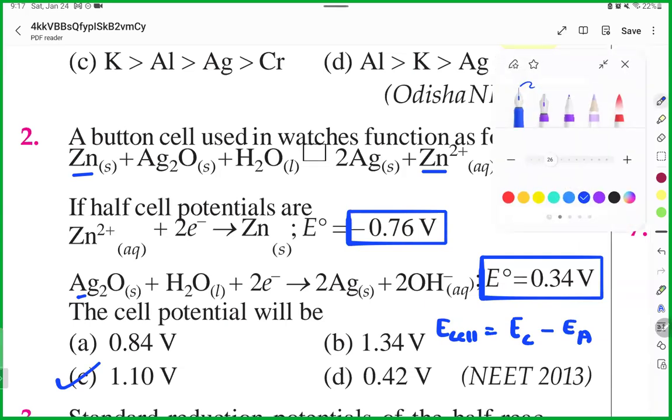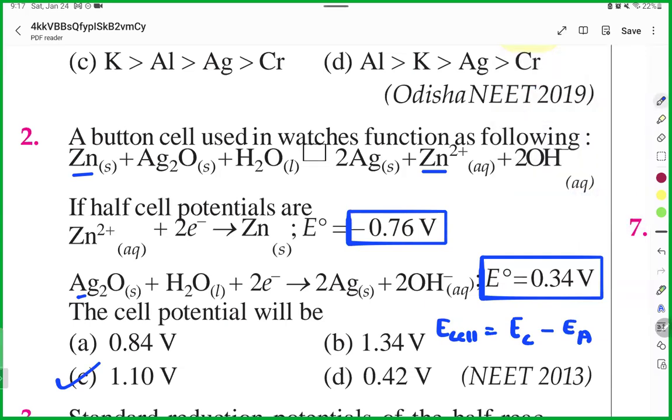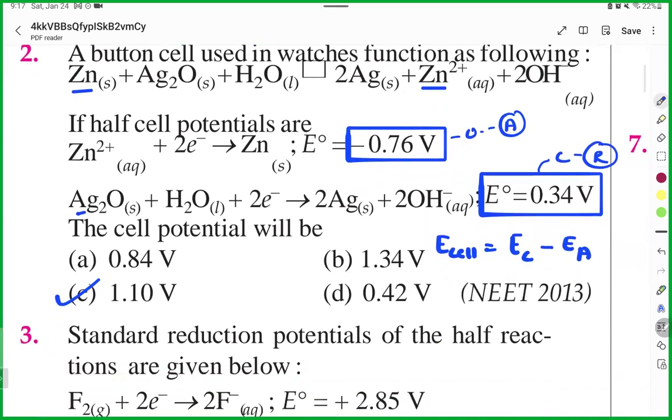The simplest method is that we know E cell is cathode minus anode. Cathode means reduction. So this is cathode, reduction. And minus 0.76 means oxidation, and that's why it will be present on anode. So what is the cathode value? 0.34. What is the anode value? Minus 0.76. So the overall value is 1.1. Anybody have a doubt? Rohina, any doubt? No, sir, no doubt.